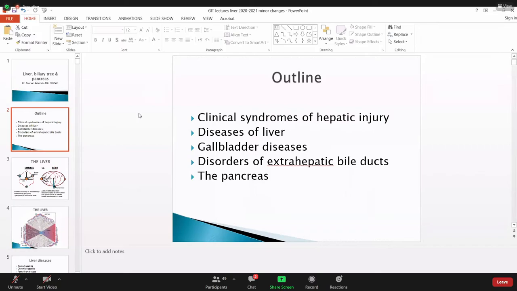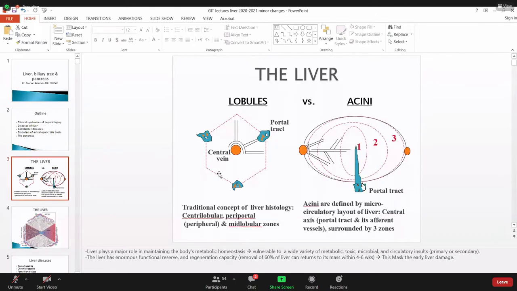And the pancreas. We will talk about clinical syndromes of hepatic injury, which is basically an introduction to the liver disease. We will talk about diseases of the liver in detail, meaning each full disease with its related aspects. Disorders of extrahepatic bile ducts in brief, and the exocrine pancreas. We'll start by talking about the two modules of dividing the liver.